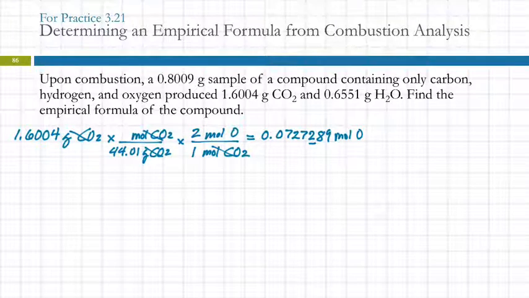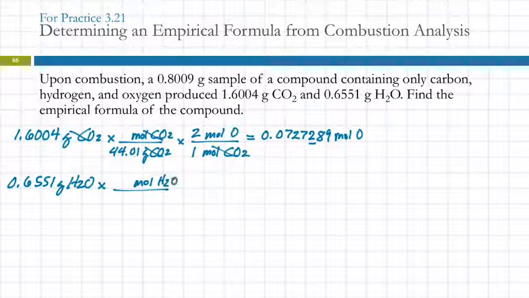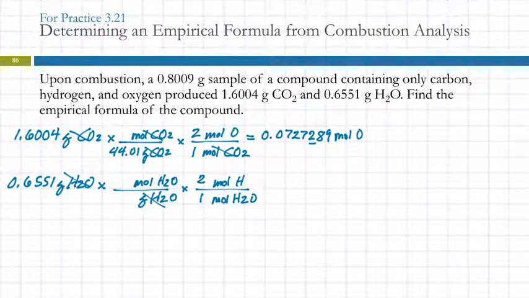And then I'm going to look at the water. I've got 0.6551 grams of water. Similar process here. I'm going to find the moles of water. And then the moles of hydrogen. How many moles of hydrogen in a mole of water? 2. It's kind of coincidental that they're both 2.